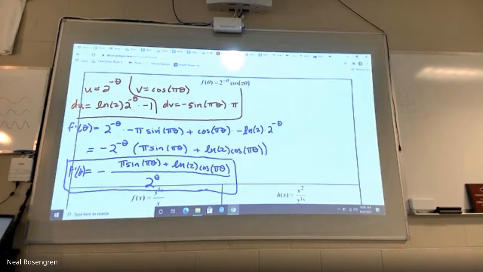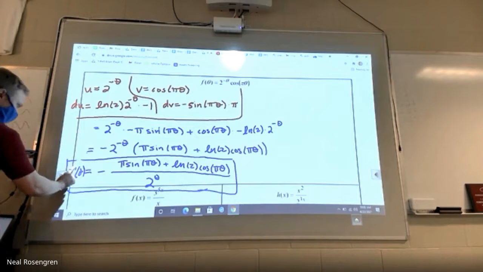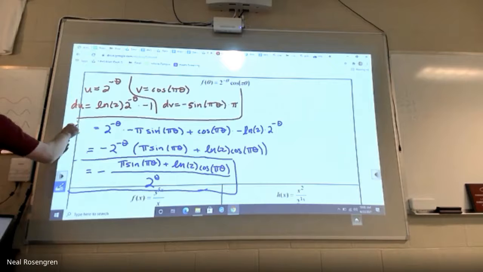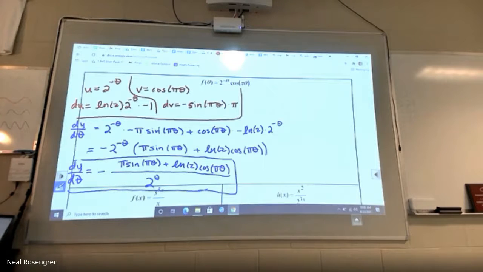And I went with f prime of theta, but if you wanted to go with Leibniz's notation instead, which is something I want to keep doing because it's going to come up a lot in chapter 4, it wouldn't be dy dx. It'd be dy d theta, derivative of y with respect to theta. So that's the only variable in here.